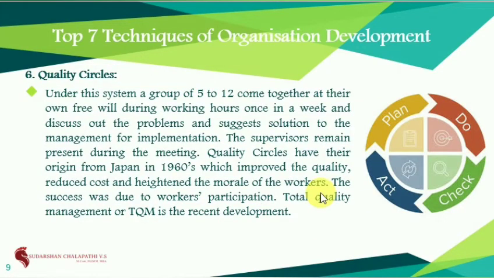Yet another technique of organizational development is the quality circle. It can also be called QWL, quality work life, or QWLP, which means quality work life program. Basically in this system, a group of 5 to 12 come together at their own wish and will, without anybody's force, during their working hours once a week, and discuss the problems and suggest solutions to the management for implementation. The supervisors remain present during the meeting, which you can call a formal or an informal meeting.